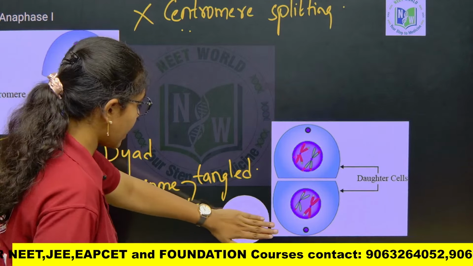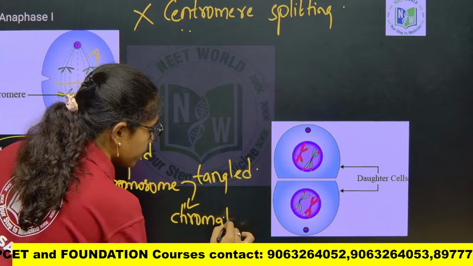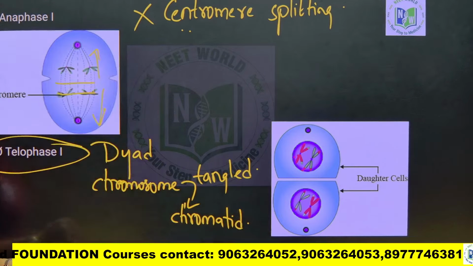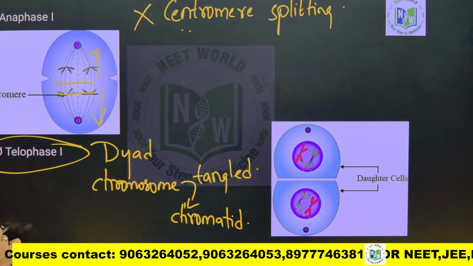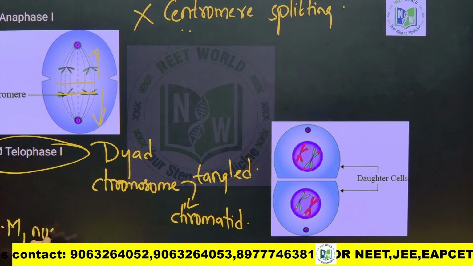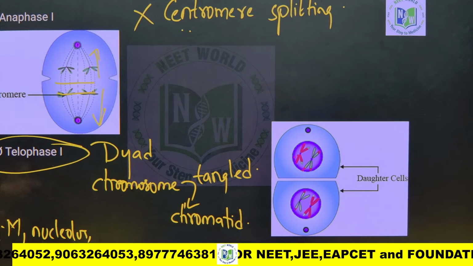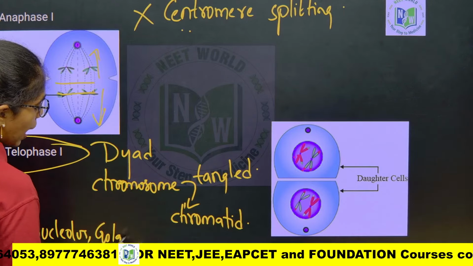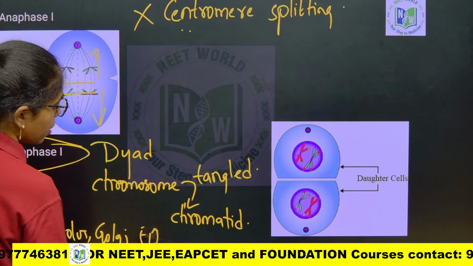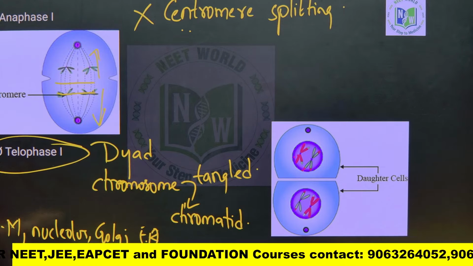Chromosomes will get tangled into chromatin. Chromatin. And you can see reappearance of what? Nuclear membrane. Very good. First you have to say nuclear membrane and nucleolus, beta. Then you can also see the Golgi and ER. These are the changes that you can observe in telophase 1.